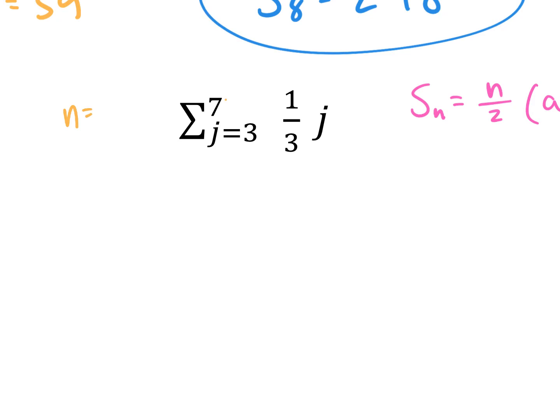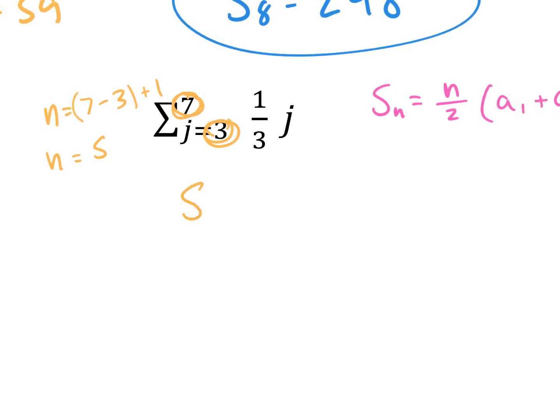I would do the last, so 7 minus 3 plus 1. So how many terms do I have here? I have 5 terms here because 7 minus 3 would be 4, plus 1 would be 5. So if I count it, I'm plugging in 3, 4, 5, 6, and 7. So I'm plugging in 5 numbers. So always subtract them and add 1 because you're including both of these. So n is 5. So I have S sub 5 is equal to 5 over 2.